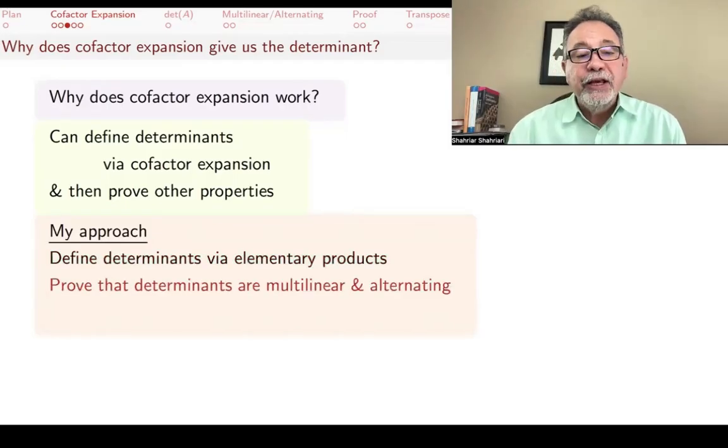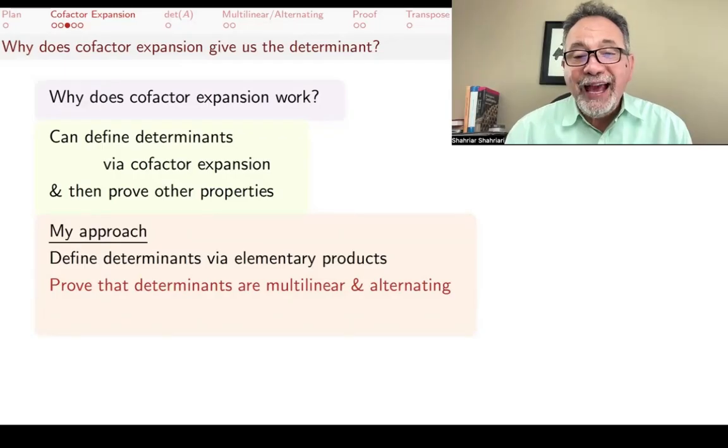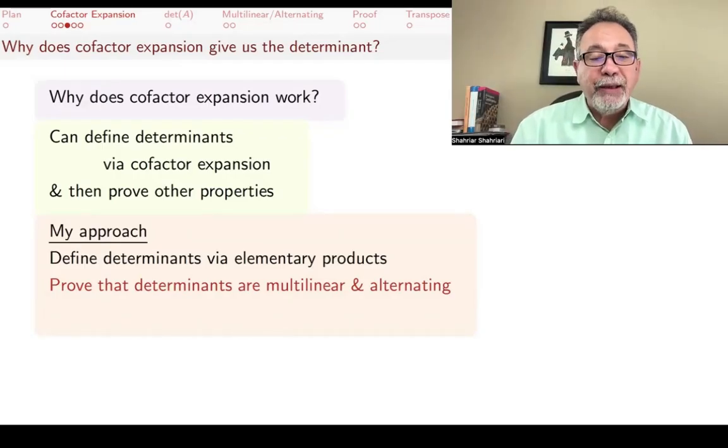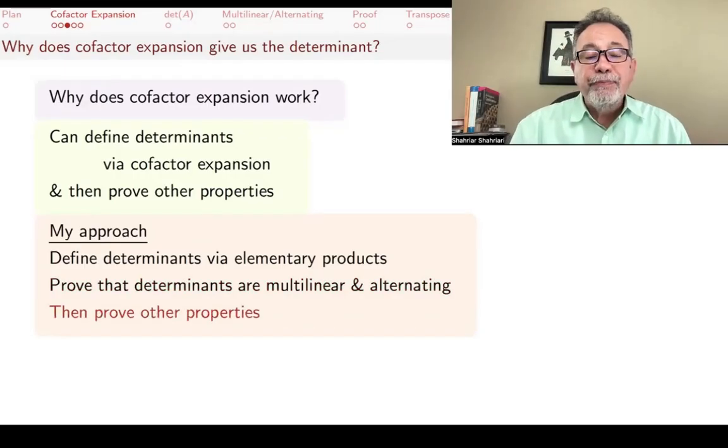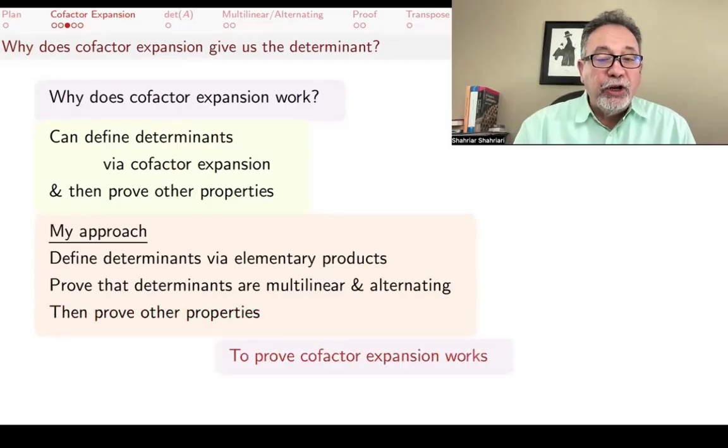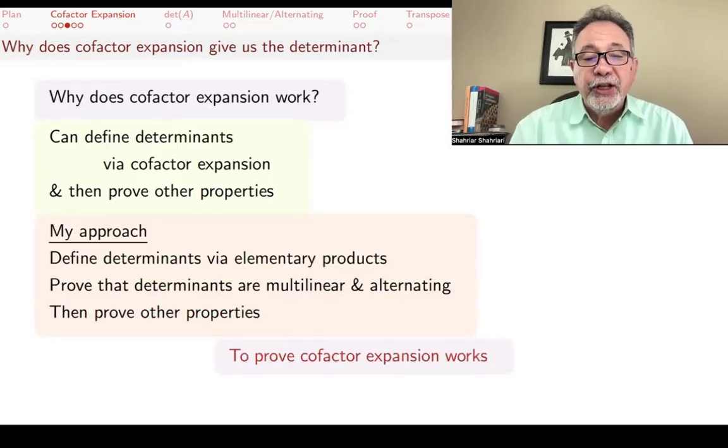Using that, I proved that determinants are a function on matrices that are multilinear and alternating. And I remind you of what that means also. From those, I proved all the other properties. And what I want to do is use those multilinear and alternating properties to prove that cofactor expansion works.